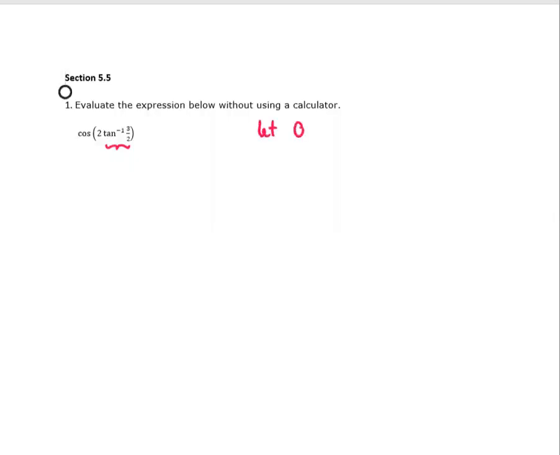So we let an angle theta be inverse tangent of 3 over 2, or we can say the tangent theta equals 3 over 2. The problem becomes cosine of 2 times an angle theta. We see this as a cosine of the double angle.